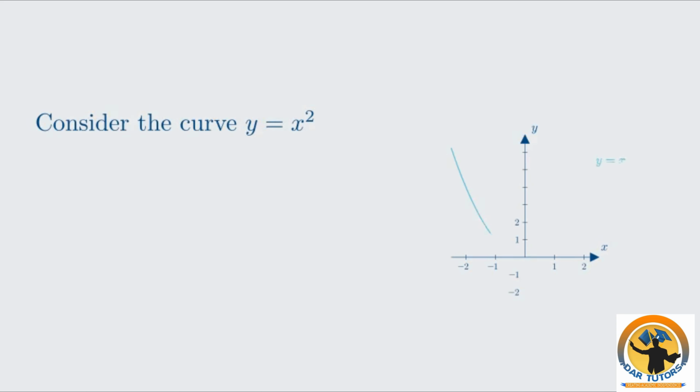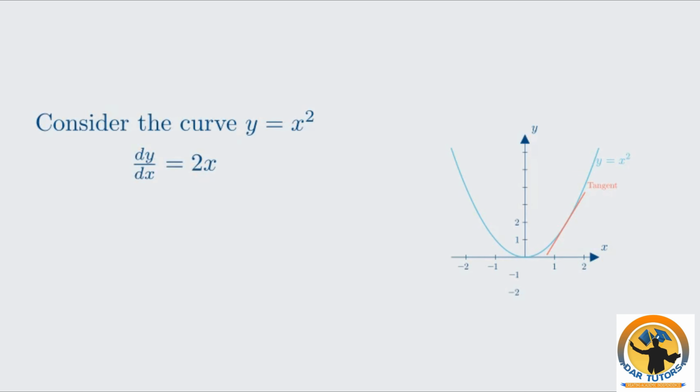Let's begin with a familiar function. Consider the curve y equals x squared. We know from first principles that its gradient function, or derivative, is dy by dx equals 2x. This function tells us the gradient of the tangent line at any point x on the curve.